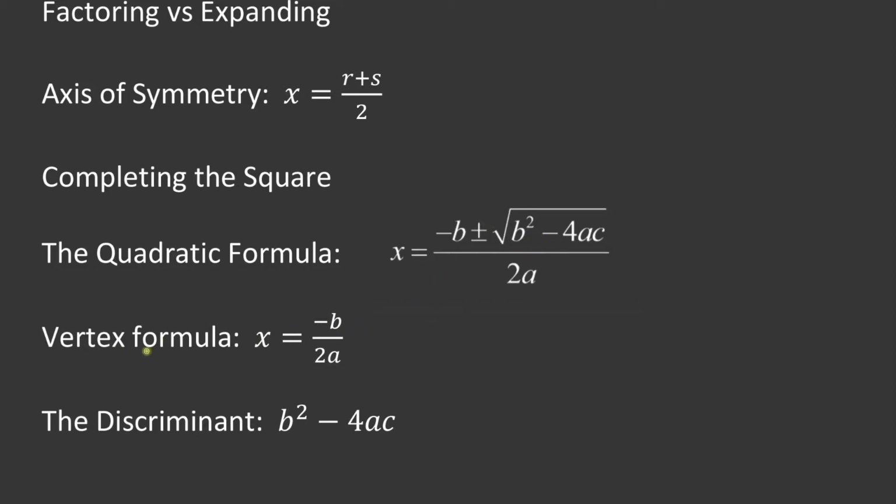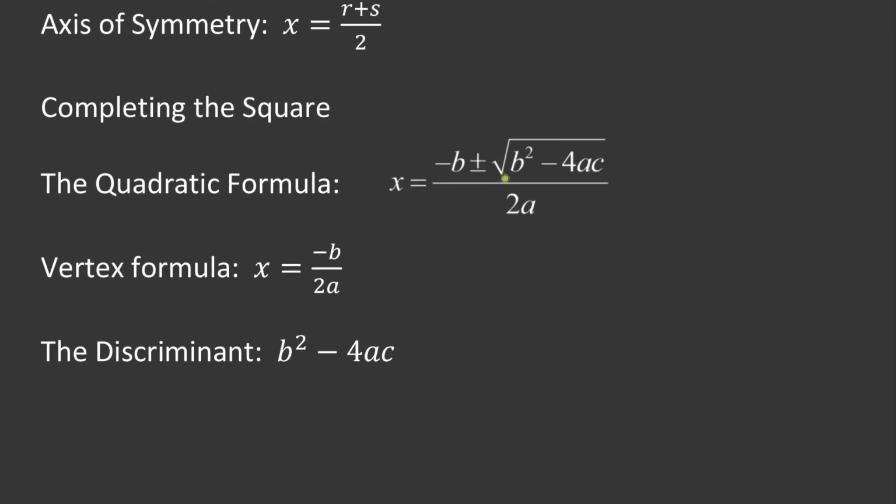From the quadratic formula, what we get is the vertex formula. This is the x value of the vertex from standard form. And the discriminant is the other piece and tells us how many zeros we're going to have, or if we're even going to have any zeros at all.